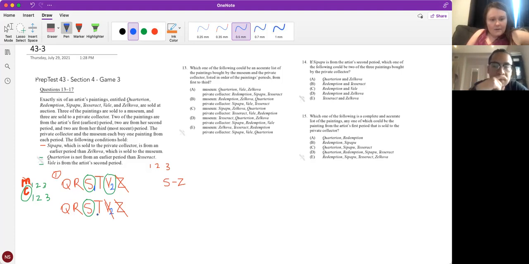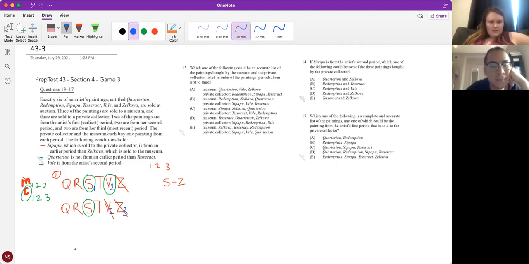And we just know that V is tier 3. Okay, and then what about the second one? If V is sold to the museum, for that one, it would mean that Z can't be in 2, so it has to be in 3.